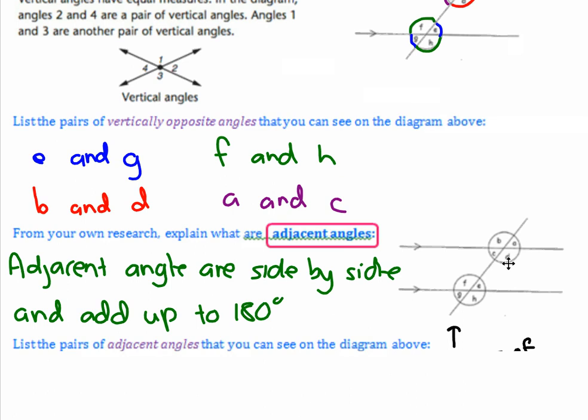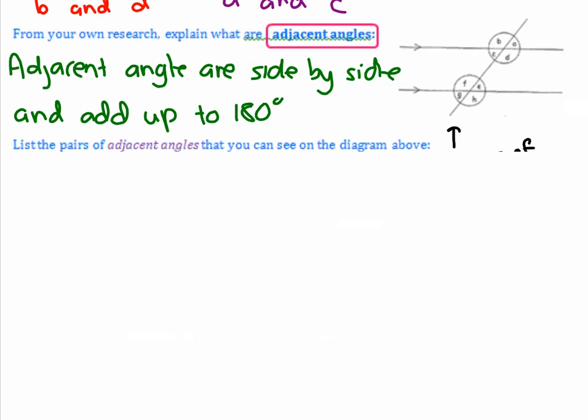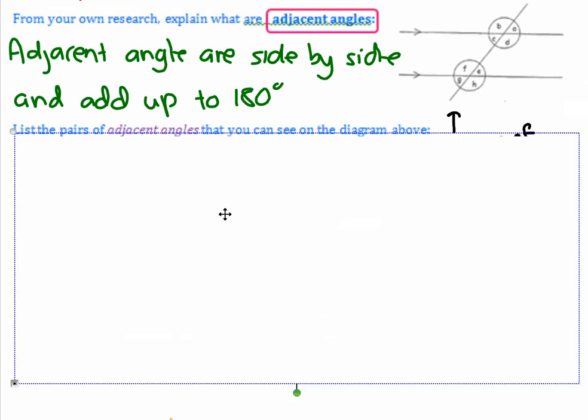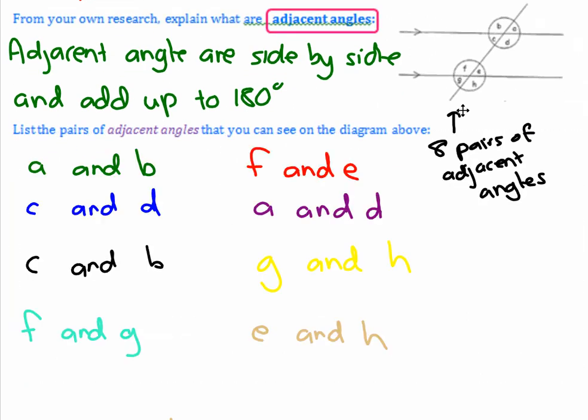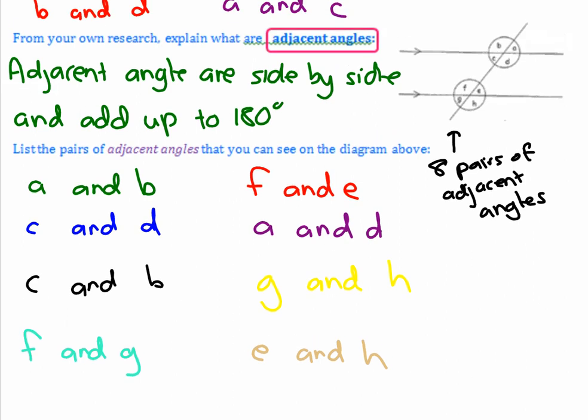So how many pairs of adjacent angles are there when two parallel lines are cut across by a transversal? Have a think. There are actually 8 pairs. 8 pairs of adjacent angles. So for example, we have A and B. A and B adds up to 180 degrees. So if you want, we can colour code them. So they're not equal, but they add to 180, A and B.